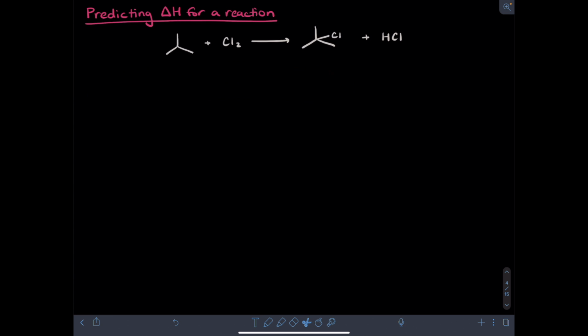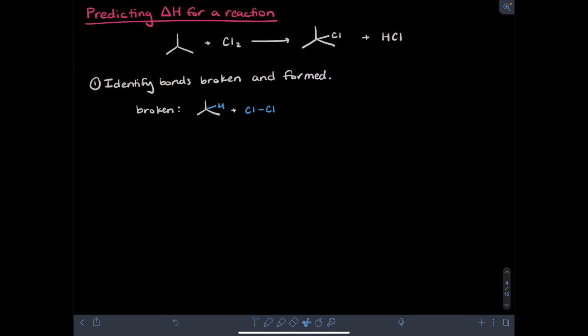We can predict delta H for a reaction using bond dissociation energies. Here's an example reaction where I'm starting out with an alkane and treating it with Cl2. And the products are an alkyl chloride and HCl. The first thing you want to do is identify the bonds being broken and formed.